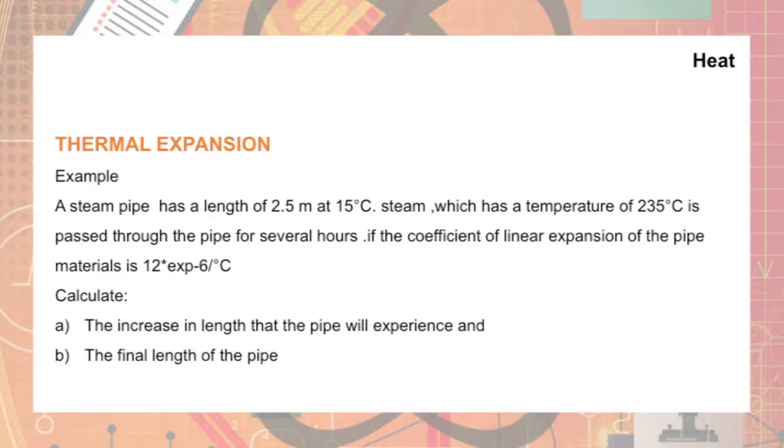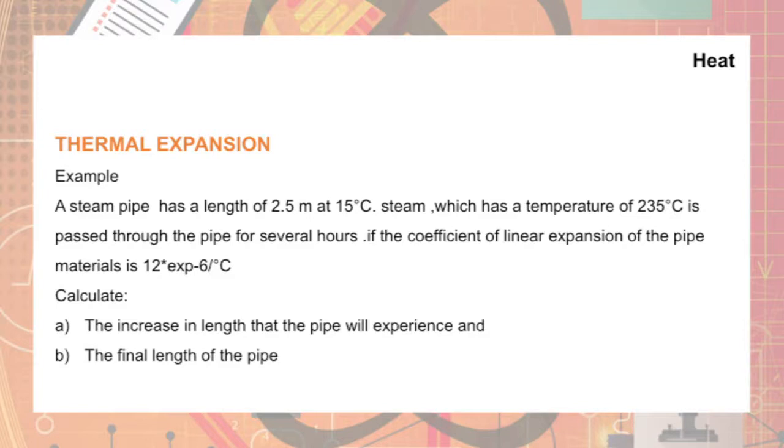Now I want us to look at the following example, example number 1. Let us check on our PowerPoint slides. They are saying under example number 1, a steam pipe has a length of 2.5 meters at a temperature of 15 degrees Celsius. Steam which has a temperature of 235 degrees Celsius is passed through the pipe for several hours.